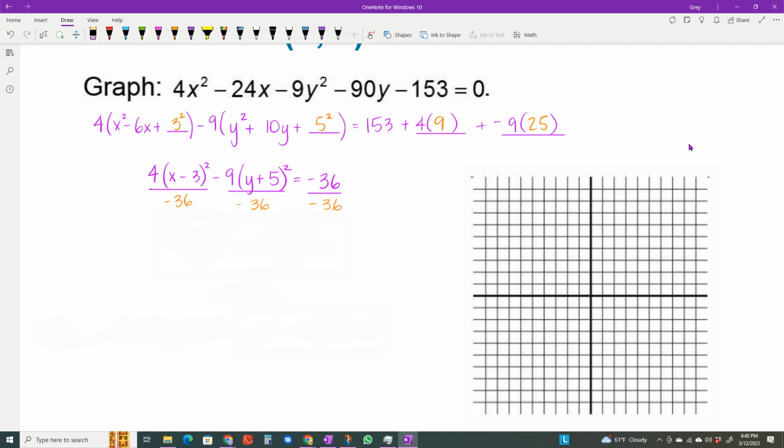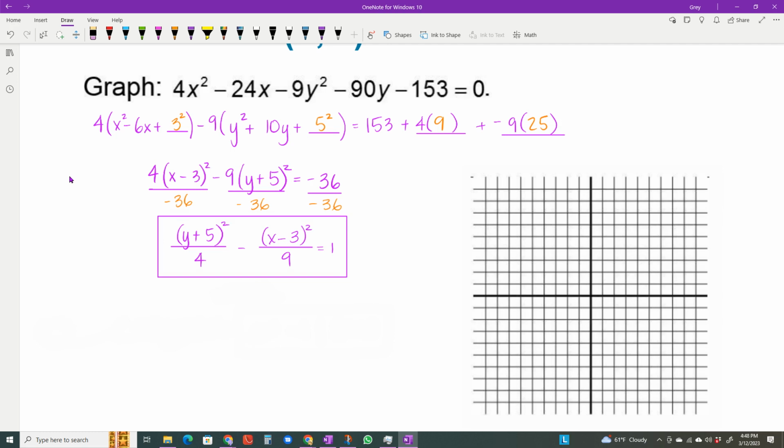Now, when I do that, notice that this term is going to be positive and this one is going to be negative. You don't have to switch the order, but I prefer to. So I did. And I have y plus 5 quantity squared over 4, because 9 over 36 becomes 1 over 4, minus x minus 3 quantity squared over 9 equals 1. And so that is my hyperbola.